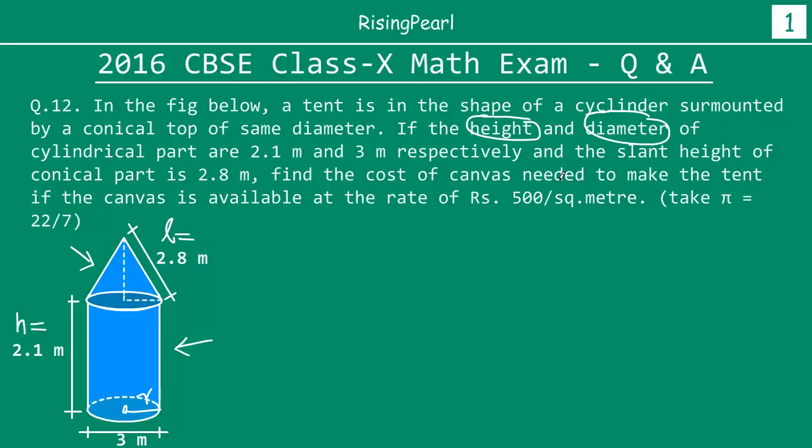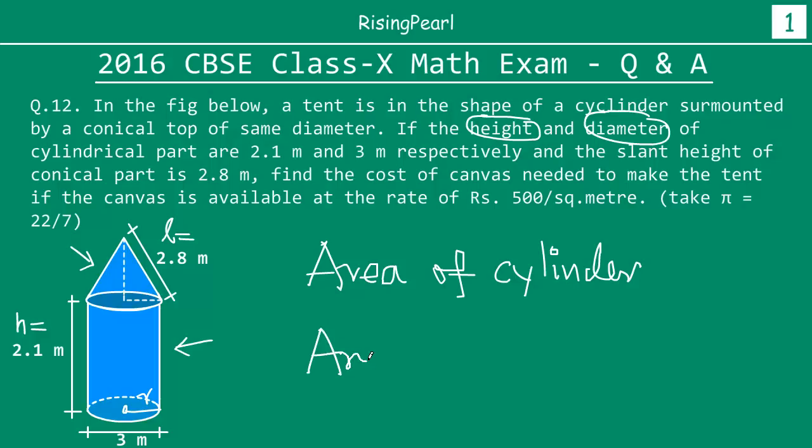Find the cost of canvas needed to make the tent if the canvas is available at the rate of rupees 500 per square meter. Take pi equals 22/7. Clearly, what we have to do is find the area of the cylinder, then find the area of the cone, and add them. This will give us the total area of canvas.